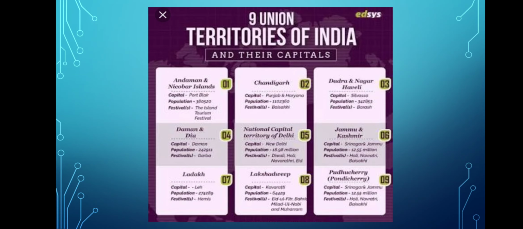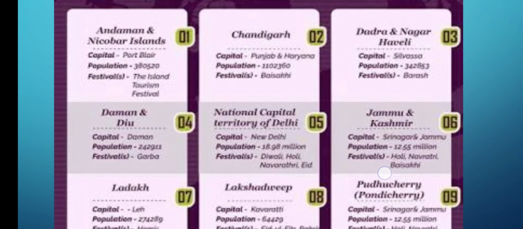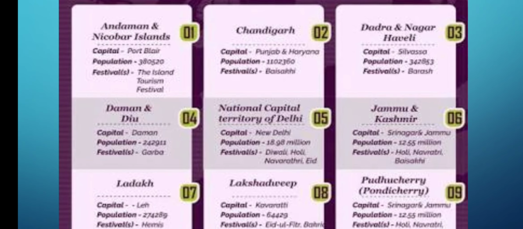Here is the list of the union territories. You can see there are 9 union territories at present, and their capital, population and so on are also given. But from here you only have to prepare the names of the union territories and their capitals.